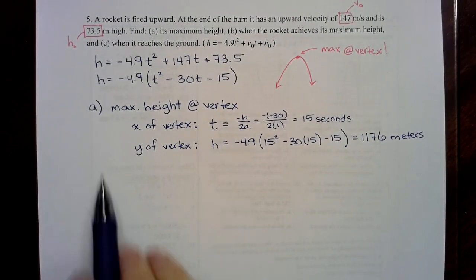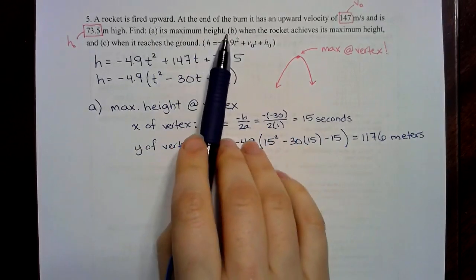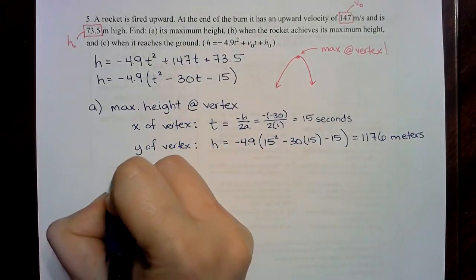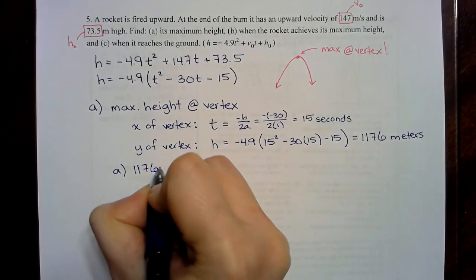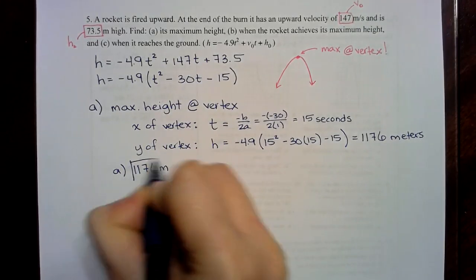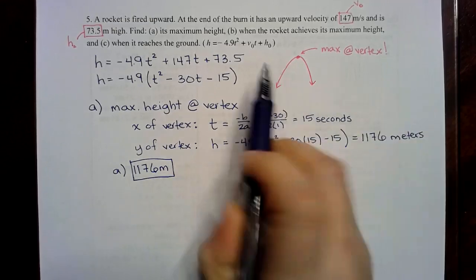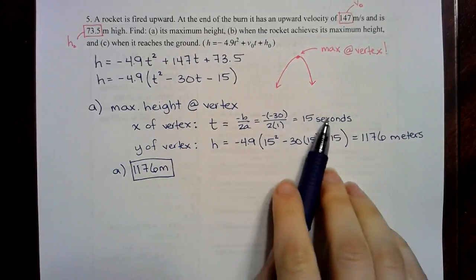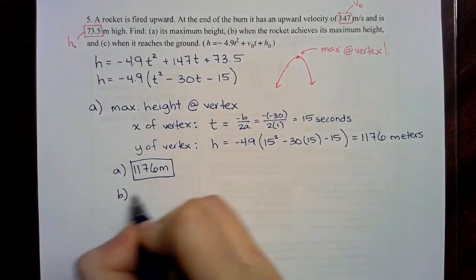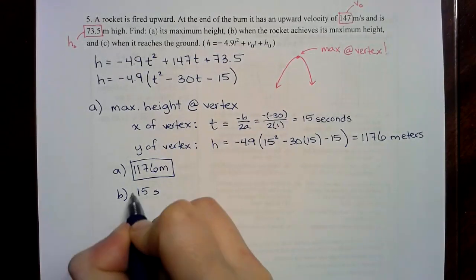So let's go back to the questions. A was, what is the maximum height? So the answer to A is 1,176 meters. Part B, when did the rocket achieve that maximum height? Well, we already calculated that. That was 15 seconds.